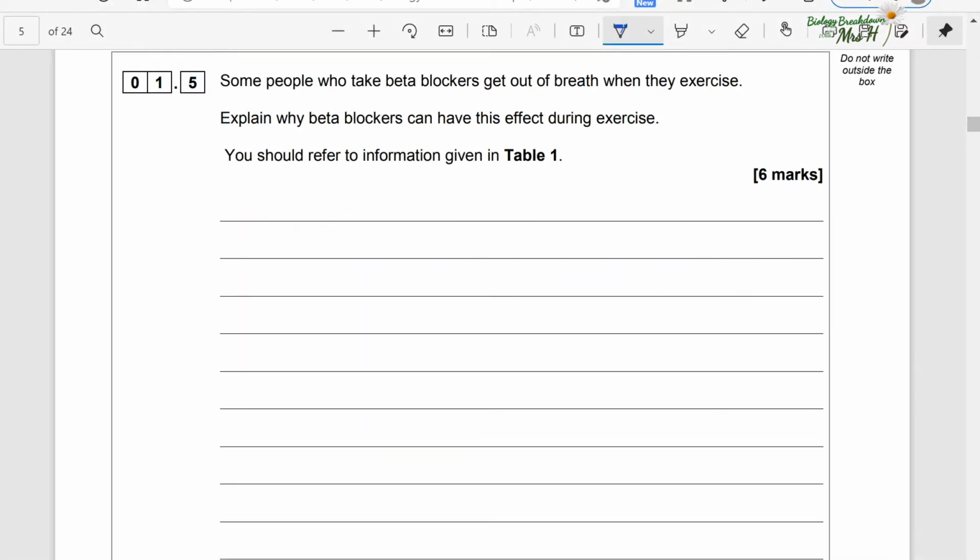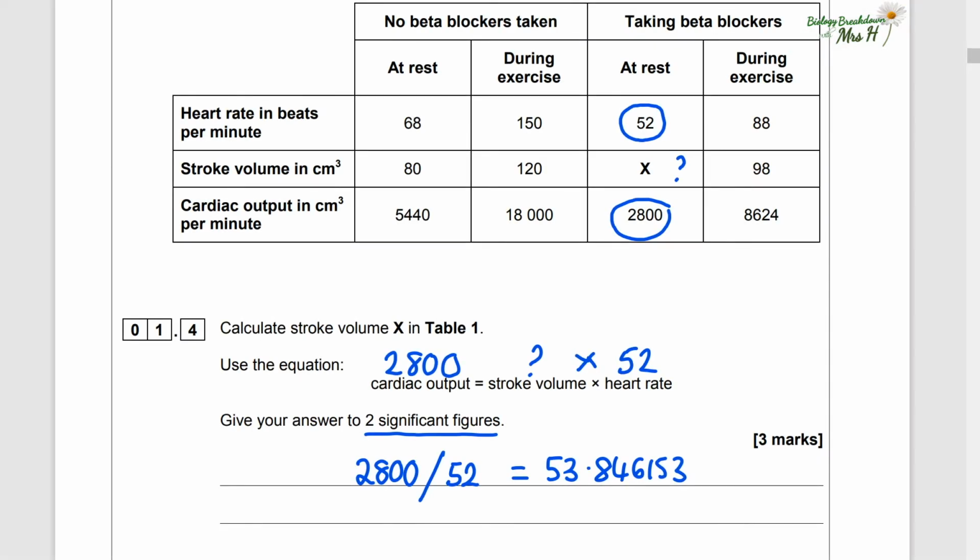Some people who take beta blockers get out of breath when they exercise. Explain why beta blockers can have this effect during exercise. You should refer to the information given in Table 1. So if we have a look at the table, when no beta blockers are taken, 18,000 centimetres cubed of blood is pumped from the heart every minute. But when someone is exercising while taking beta blockers, the volume of blood is significantly less.